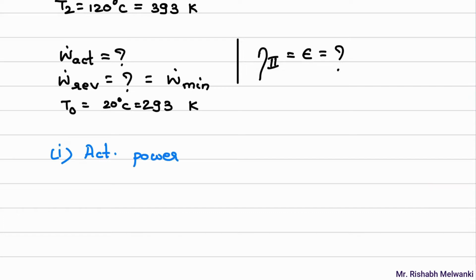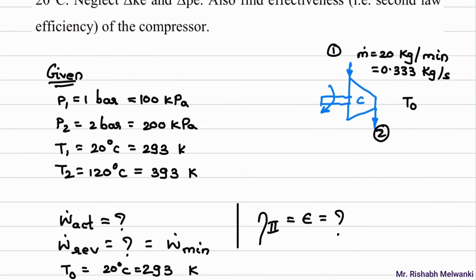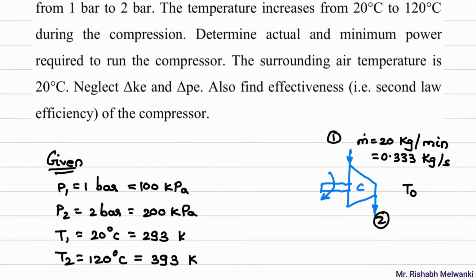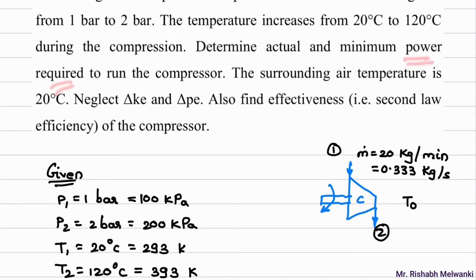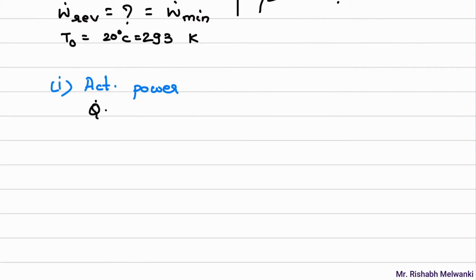How to find actual power? We have to apply a steady flow energy equation to the compressor. So what will be the equation? Q dot. Why am I using the dot equation? Because in the question mass flow rate is given and we have to find power. Power means it will be W dot. If work is asked, then it will be W. If specific work is asked, then it will be small w. So I have to find W dot actual. So Q dot minus W dot actual is equal to m dot in bracket change in kinetic energy plus change in potential energy plus change in enthalpy.